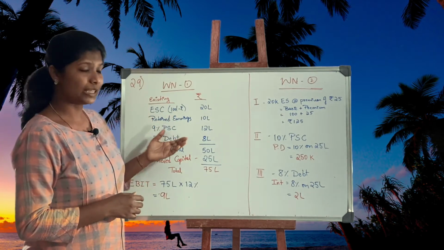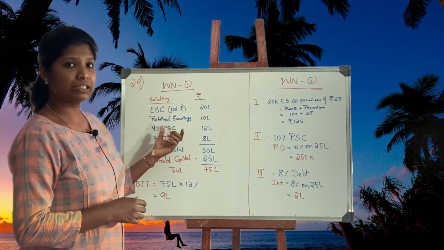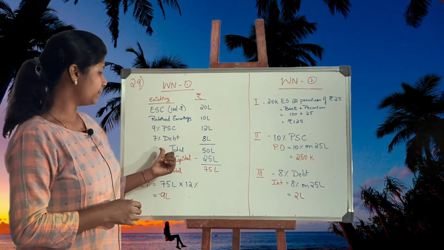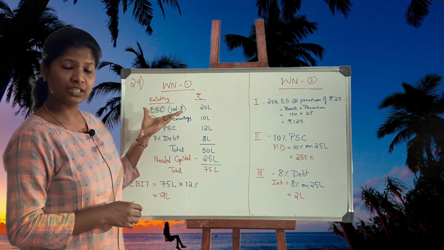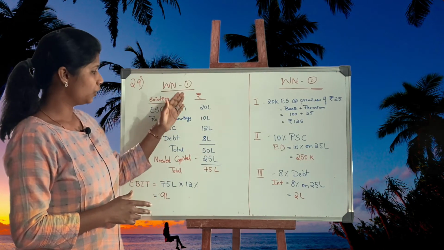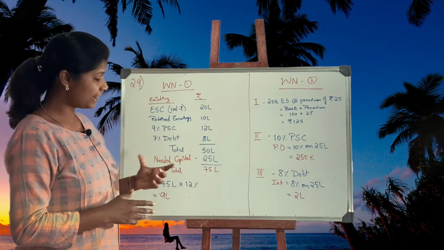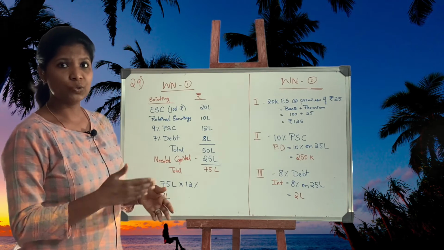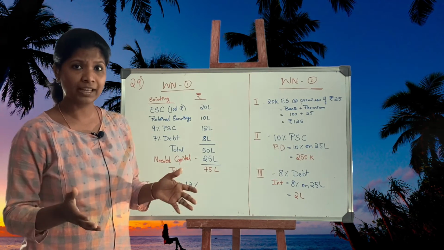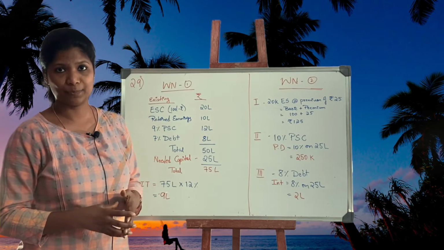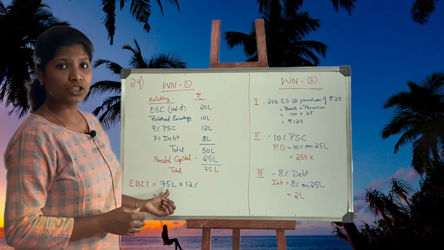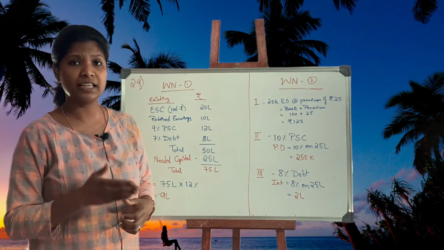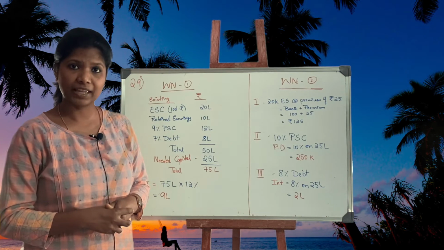So existing capital is equity at rupees 20 lakh, retained earnings at rupees 10 lakh, 9% preference share at rupees 12 lakh, 7% debenture at rupees 8 lakh. So this is just given in the question, written here. Total it up, we have 50 lakh rupees, and then the company wants a needed capital or extra capital of rupees 25 lakh. So adding 50 lakh plus 25 lakh, the total capital of the company is 75 lakh rupees. So EBIT is 12% on 75 lakh. I arrive at 9 lakh as my EBIT, earnings before interest and tax for the company.